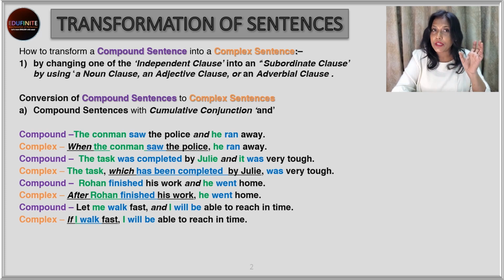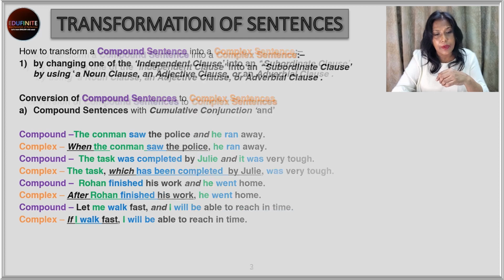So if we attach a subordinating conjunction to an independent clause, it changes into a subordinate clause, and then we remove the coordinating conjunction and we write the independent clause. So that's how we are changing the compound sentence into a complex sentence.